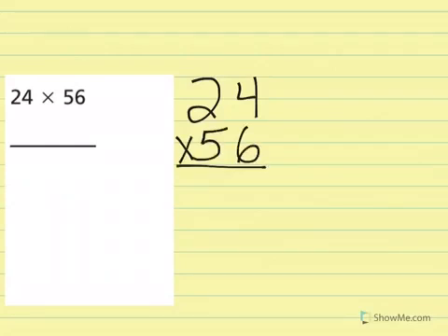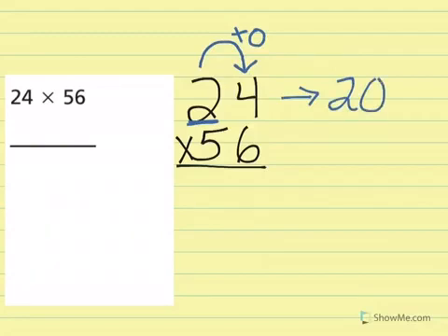In order to estimate, I need to round. So first, I'm going to round it to the tens place because that is the largest place value. So I draw my arrow to the 4. It is less than 5, so I'm going to add 0. So 24 would round to 20. It is closer to 20 than 30.